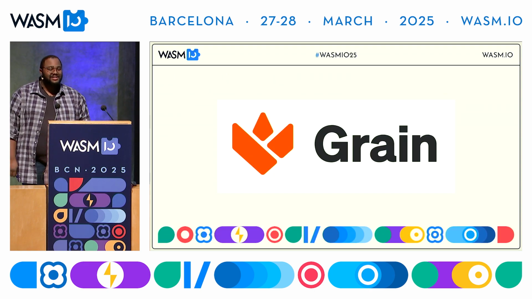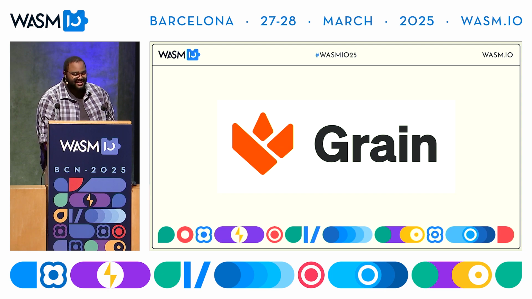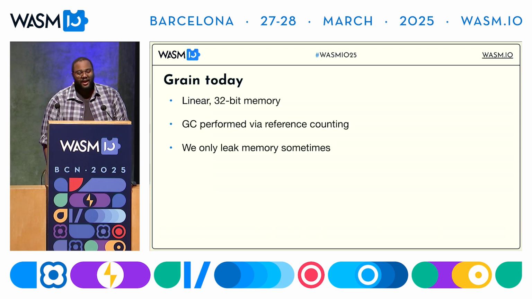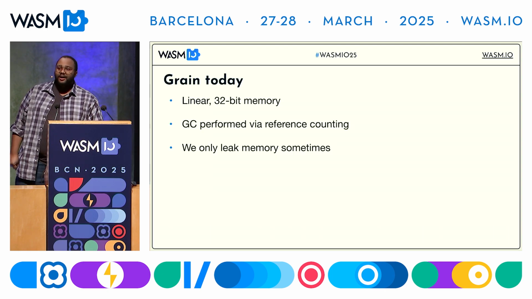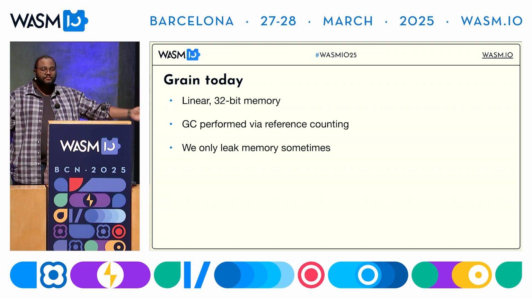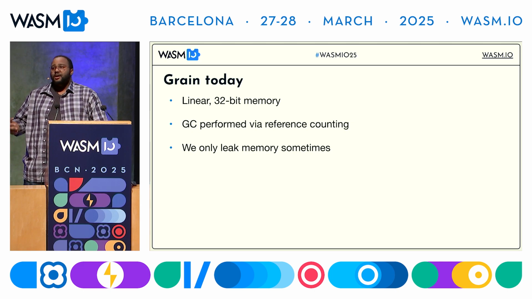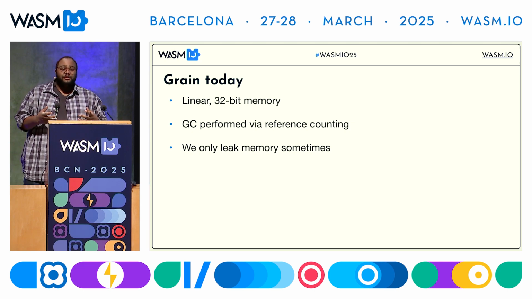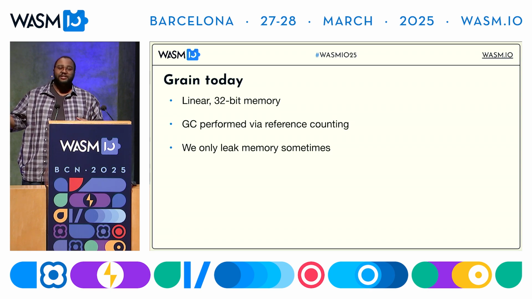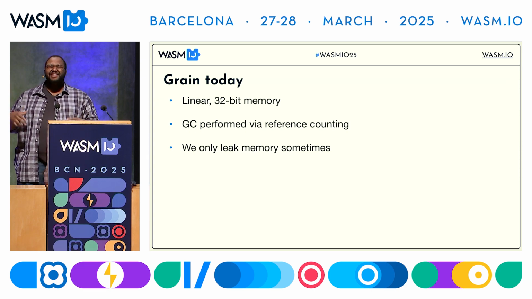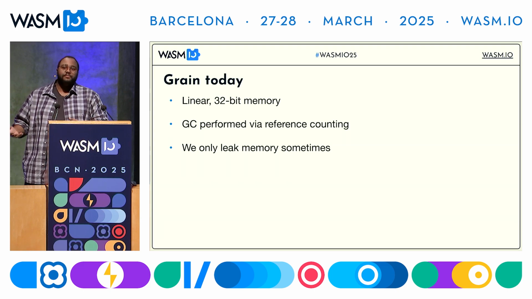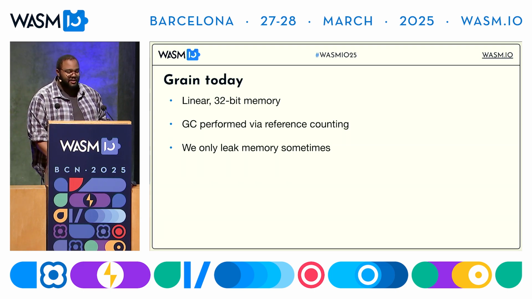Now, let's talk about Grain and some of the specifics of me actually implementing this. Grain today uses linear 32-bit memory, great. Our GC is performed via reference counting, which has more to it than you might originally think. Yes, we have to put reference counts on things, but it also means anytime we load values from the heap, we have to incref them. Anytime values go out of scope, we need to decref them. That adds a lot to all the compilation that gets into your final program, which ends up slowing you down. And we only leak memory sometimes.